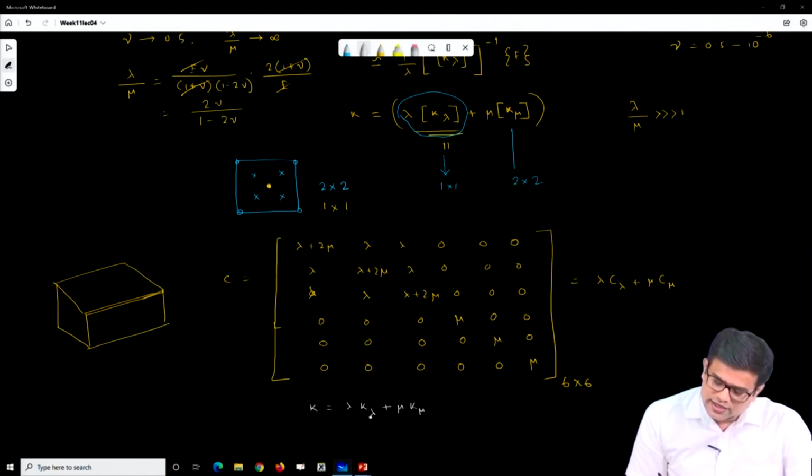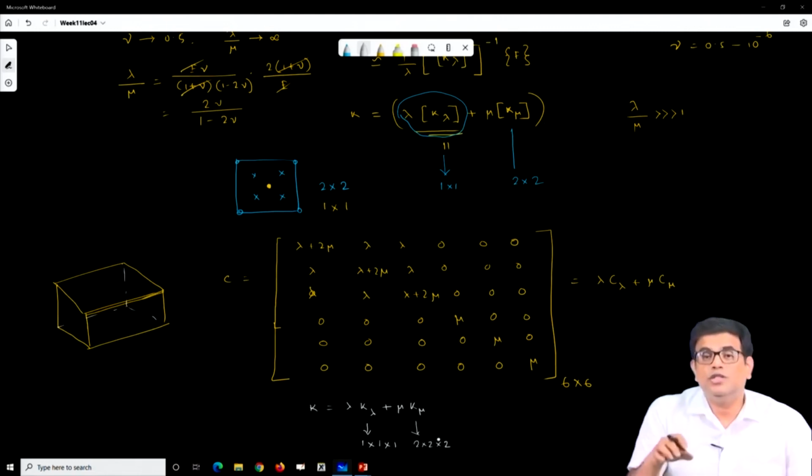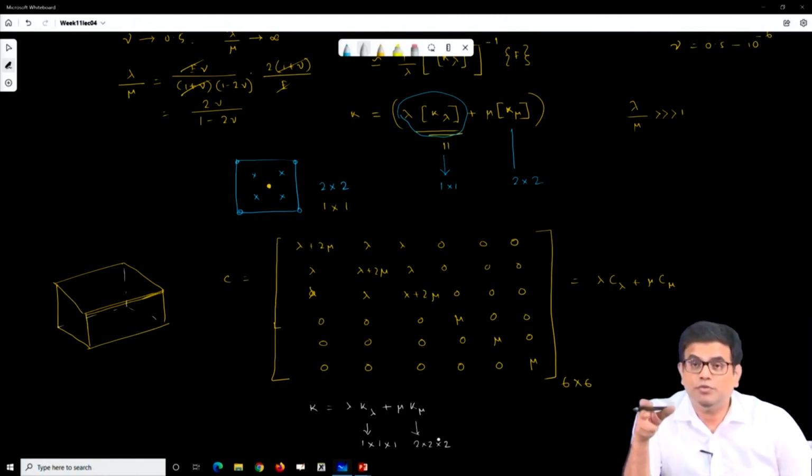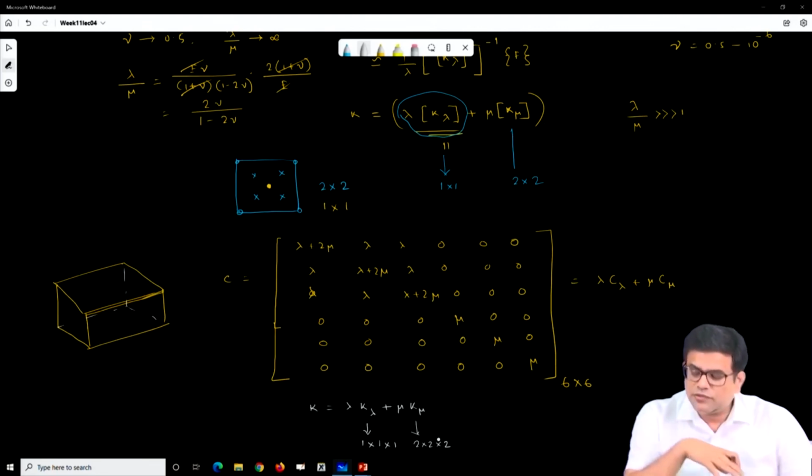So, here I can use the 1 cross 1 cross 1 rule, that means 1 point, that is the midpoint of this element. And for K mu I can use the 2 cross 2 cross 2 rule, that means the 2 point rule, that is 8 points I can use. So, now this is for the 3D element.